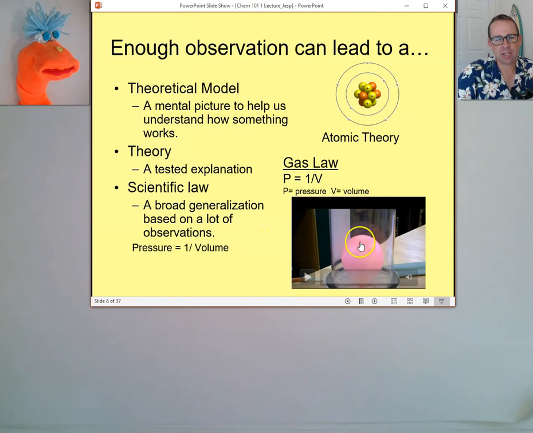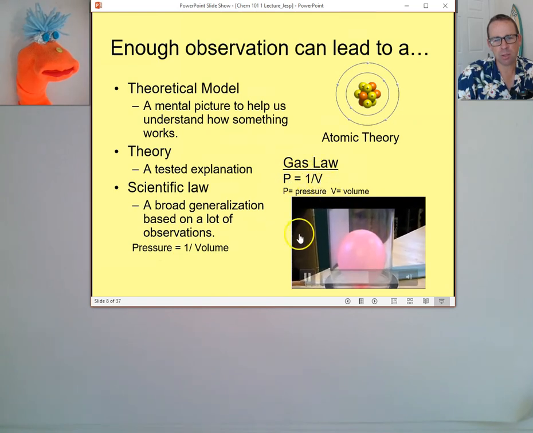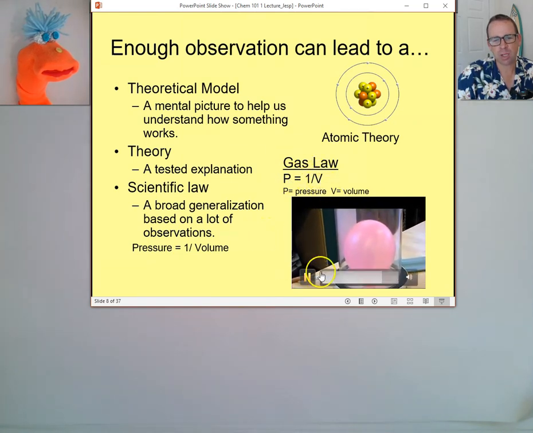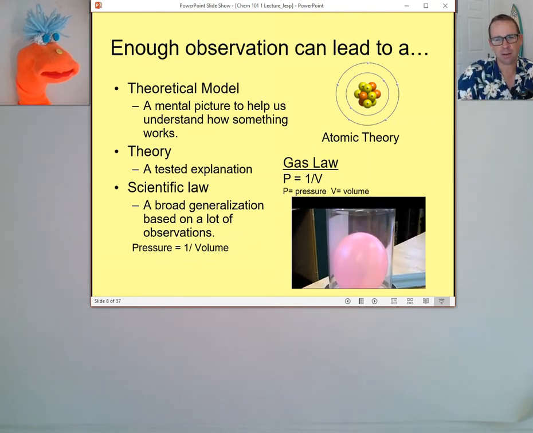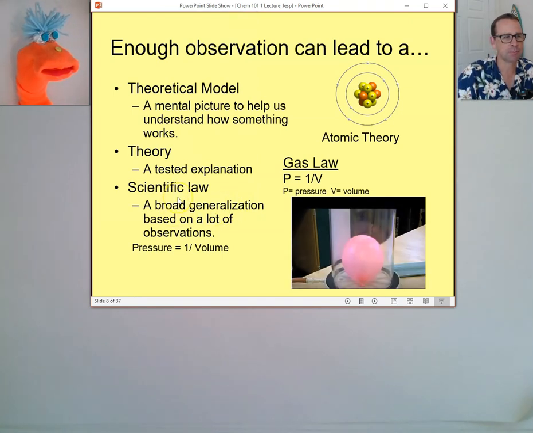Here's an example of our scientific law, right? That we talked about, pressure being related to volume. And here you see the balloon getting larger because we're pulling a vacuum. We're getting rid of the pressure inside there. And so there's this relationship between pressure and volume. As the pressure goes down, the volume increases. So that's a really small slice, but this scientific law is very powerful, right? Because that equation will always be correct.